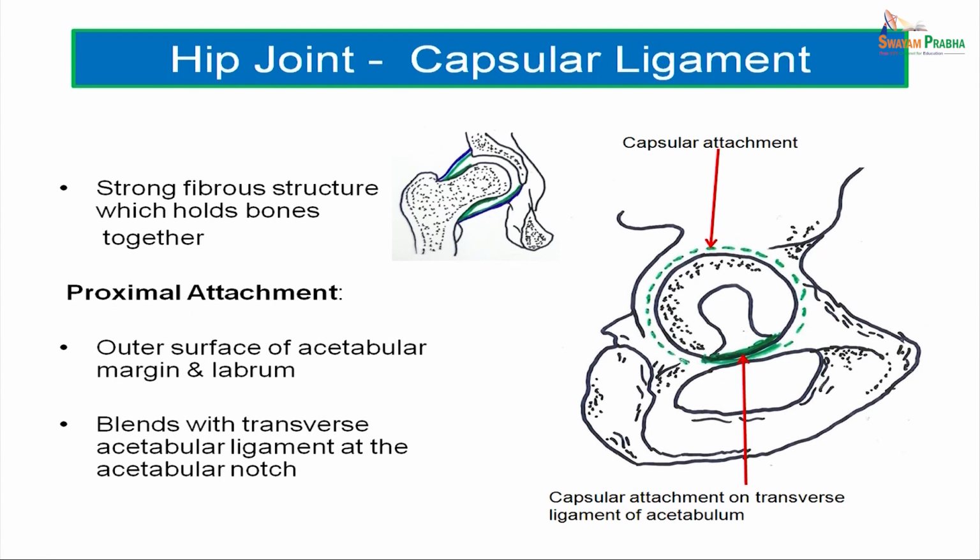The capsule is a strong fibrous structure which holds both the bones together. If you see this particular picture, this is the capsule extending from the acetabular rim to the neck of the femur. The proximal attachment is to the outer surface of the acetabular margin and the acetabular labrum and blends with the transverse acetabular ligament at the acetabular notch. This is the upper attachment of the capsule, which is attached all along the acetabular margin, and lower down it extends onto the transverse acetabular ligament.